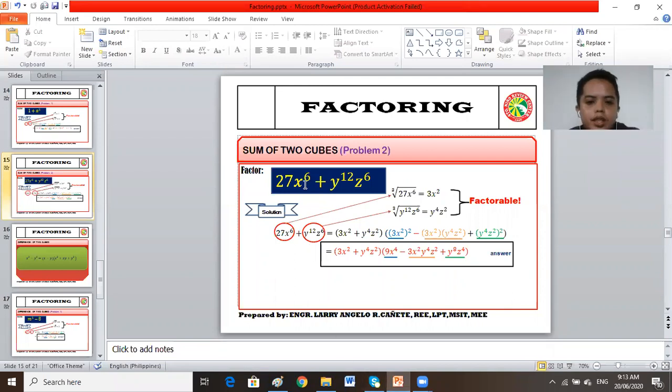So again, correction for question number 2. This is not x^3 a while ago. That is x^6. So check for the cube root of 27. That is 3x squared because 6 divided by 3 is 2. So same with y^12 z^6, the cube root of that is this one. And once you verify that these two can be cube rooted, and the precedent is positive, that is factorable. Then you do the process: square the first term, minus the product of the two, and then square the last term. So this is the final answer.